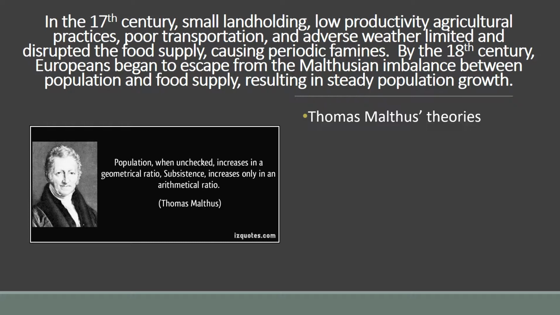And so these preventative checks, such as abstinence or delayed marriages, were one, or even restricting marriage against persons suffering poverty who were perceived as defective. And these positive checks, which instead led to premature death, included disease, starvation, and war, basically what was referred to as the Malthusian catastrophe. And this catastrophe, according to Malthusian theory, would return population to a more sustainable level.